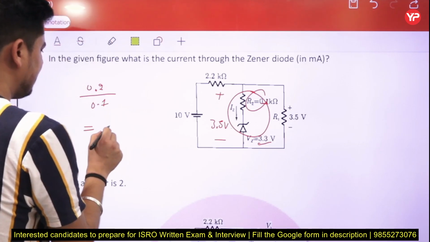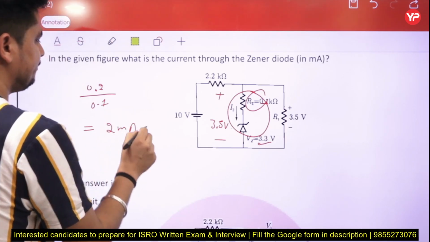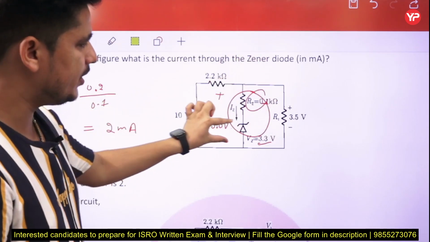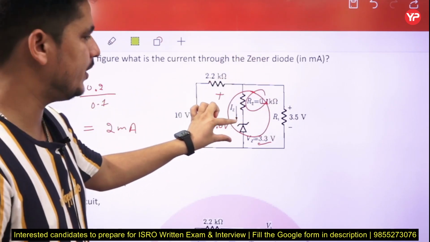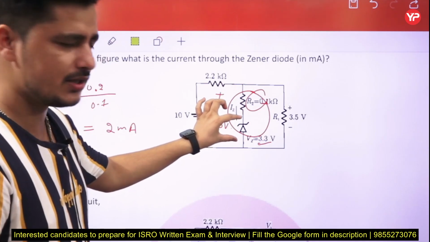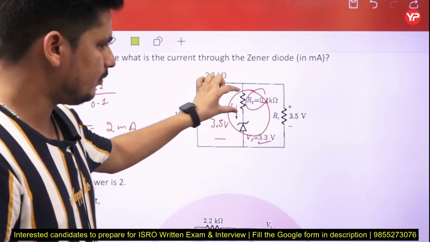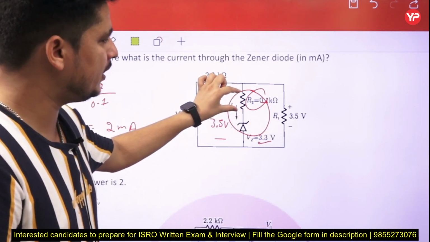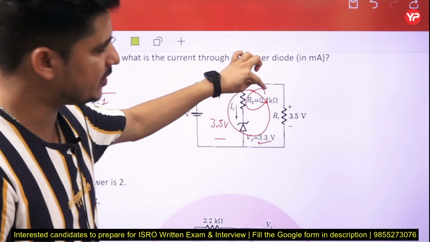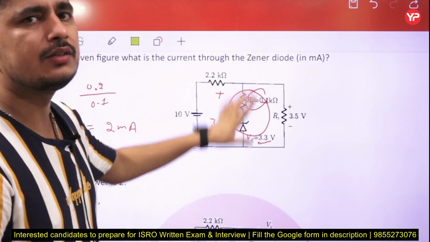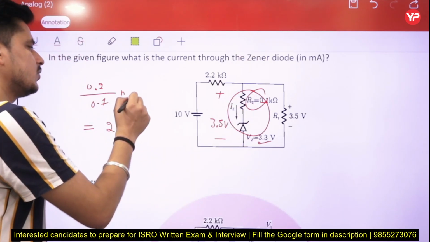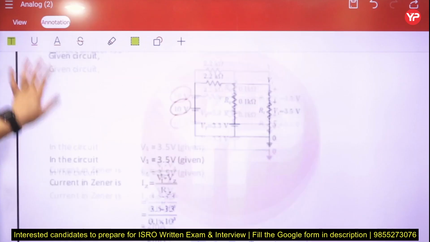Sorry, that will be 2 milliampere, right? So what we did, this is 3.5, this is the Zener diode voltage, 3.3. It means this Zener diode takes 3.3 volts across it. Then how much voltage remains across this RZ? That is 0.2. Then 0.2 divided by this resistance 0.1 kilo ohm will give you the current. That is 0.2 divided by 0.1, which is going to be 2 milliamp.